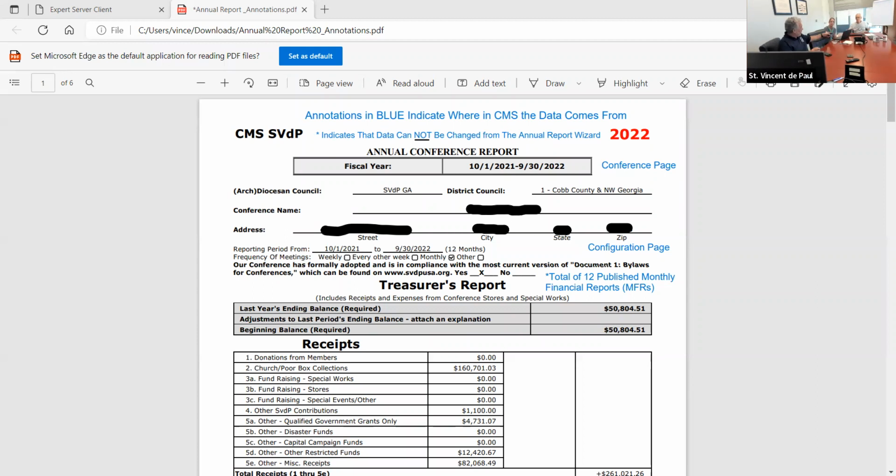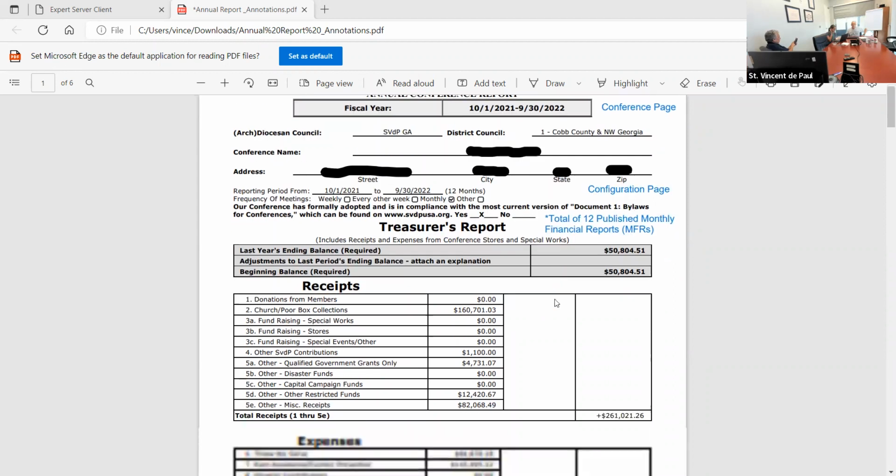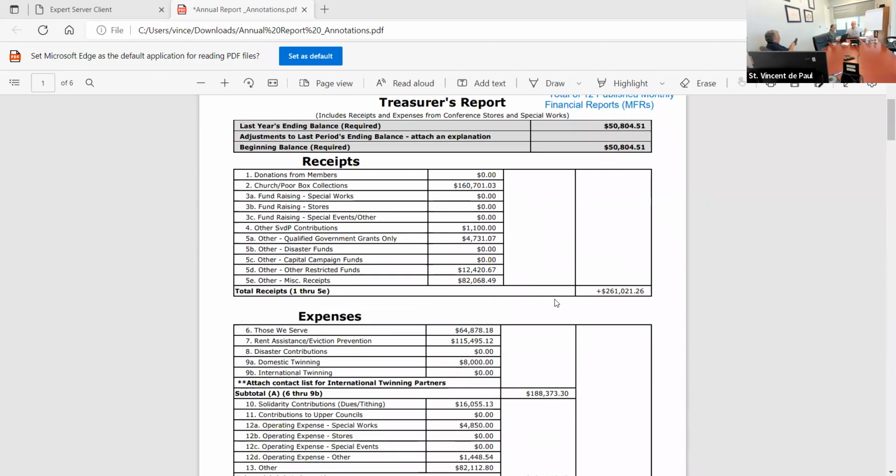Just minimize that. Okay, the next section of the report is the treasurer's report. Just to make the point again, it has an asterisk. It means it cannot be changed through the annual report wizard. Where does the data come from? It comes from your 12 published monthly financial reports, AKA MFRs. So I'll take questions on the treasury report. If you have any questions at this time, put them in the chat.